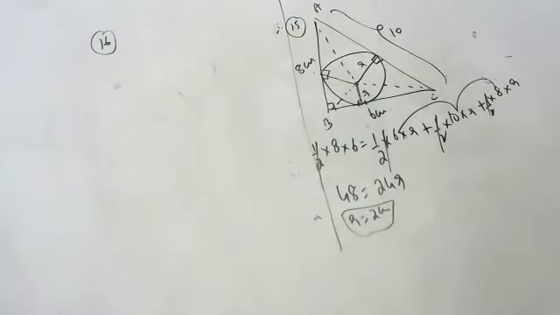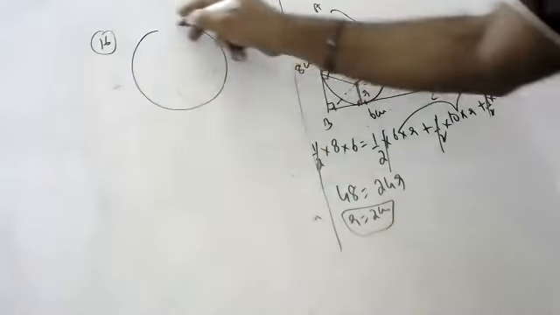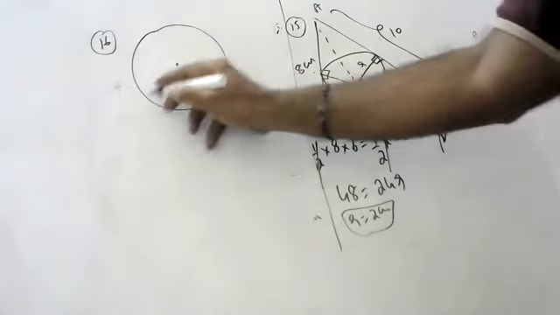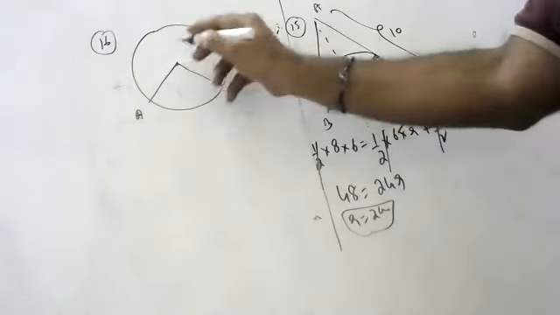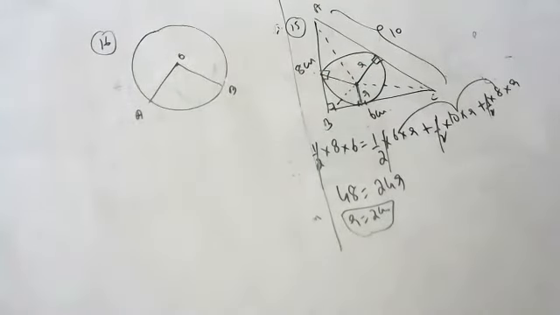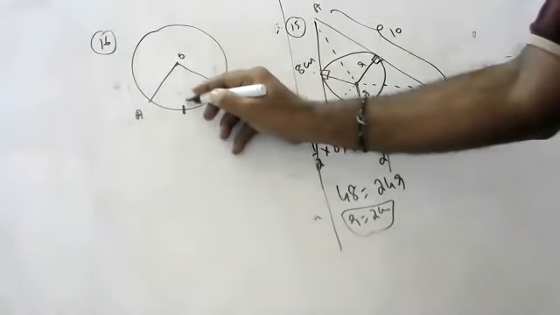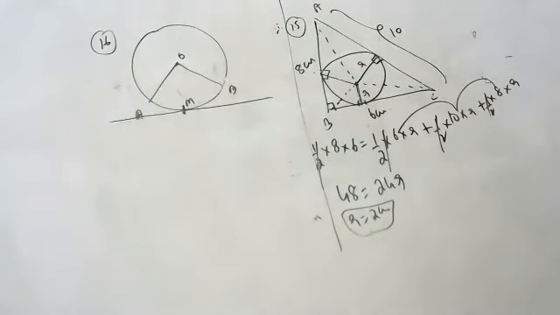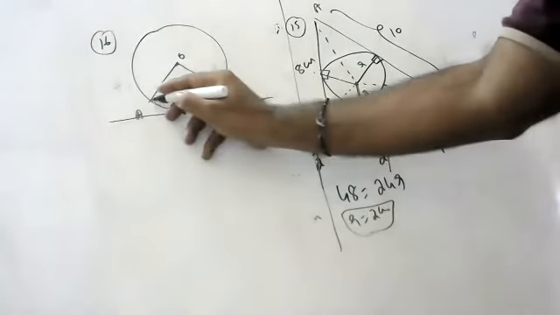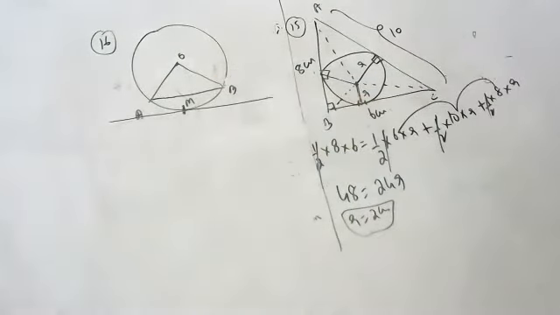Sixteenth question. See here, prove that the tangent drawn at the midpoint of an arc of a circle is parallel to the chord joining the endpoints of the arc. See, children, this is A, this is B. This is an arc, and this is the midpoint. If you draw a tangent, prove that it is parallel to the chord joining the endpoints of the arc.